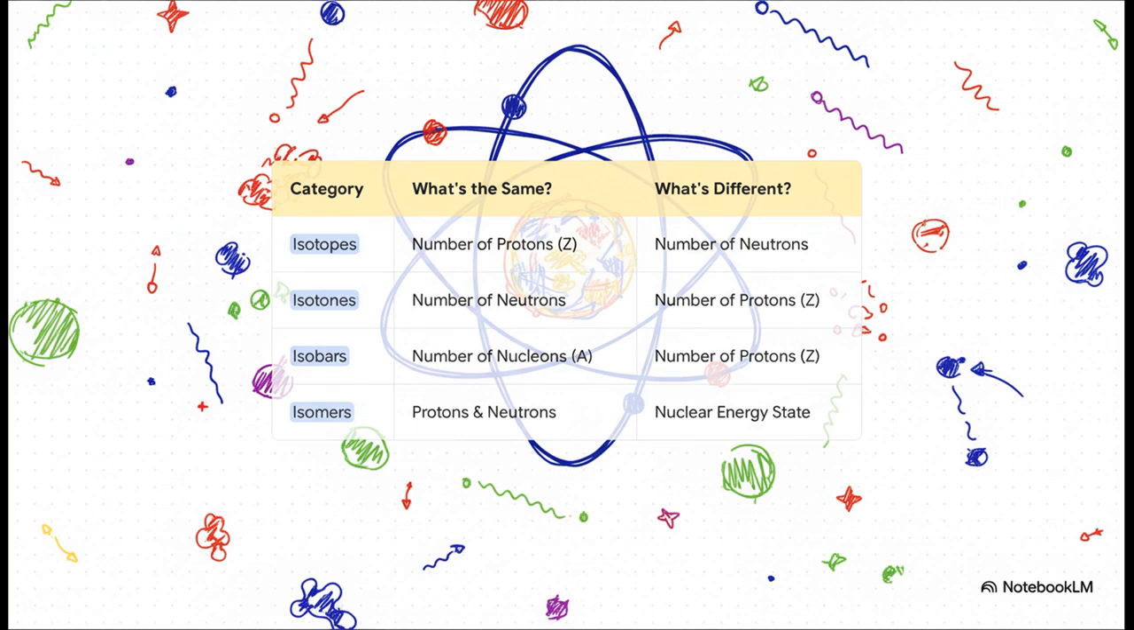Then you've got isotones. They share the same neutron count. Isobars have the same total mass number, so the same number of total nucleons. And then there are isomers, which are really interesting. They have the exact same number of protons and neutrons, but one is in a higher energy state. It's like a coiled spring just waiting to release that energy. Getting these distinctions is absolutely crucial in fields from nuclear physics to radiation therapy.